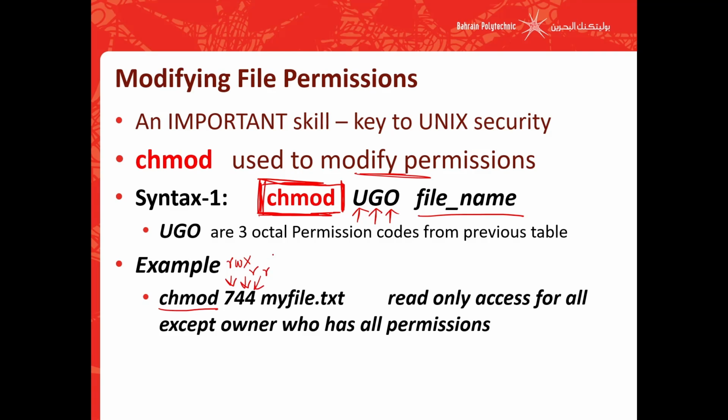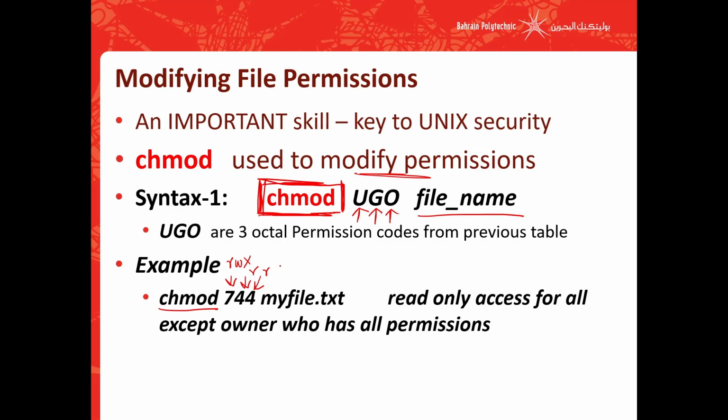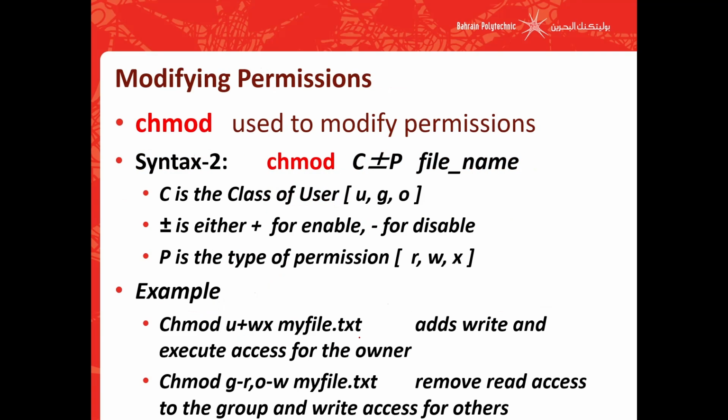Why? Because we know the number 4 here stands for read permission. So that's what is going to happen. The owner or the user will have all the permissions, but the group and the others will have only read permission. So read only access for all, except the owner who has all permissions.